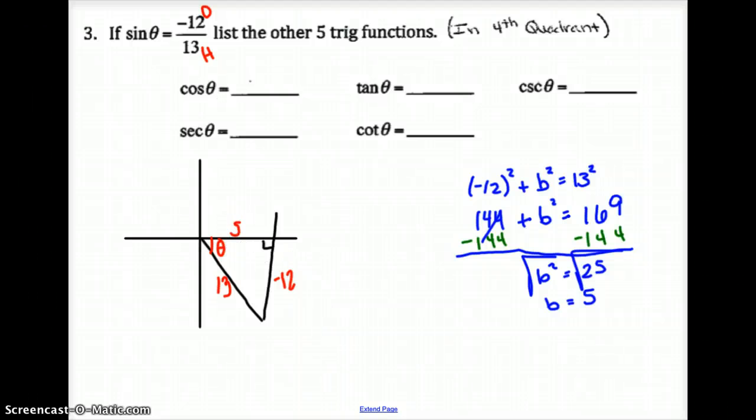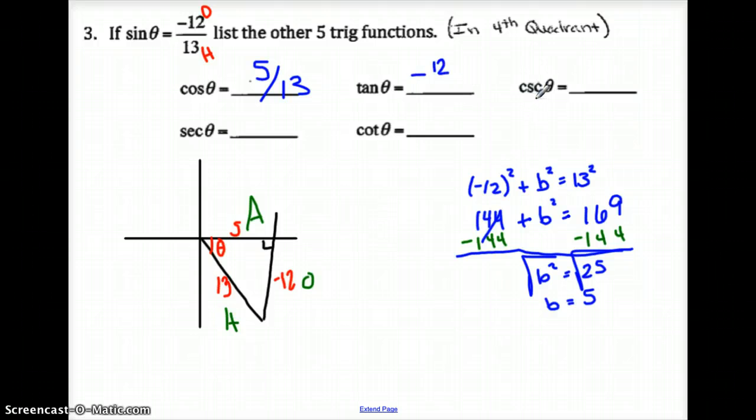Now, from theta, to find the other 5 trig functions, I think we should label OAH. We know that this is the opposite side. Obviously, 13 was the hypotenuse. And the side on the axis, the 5, is going to be adjacent. And so cosine is A over H, so that's just going to give me 5/13. Tangent O/A is going to give me -12/5.